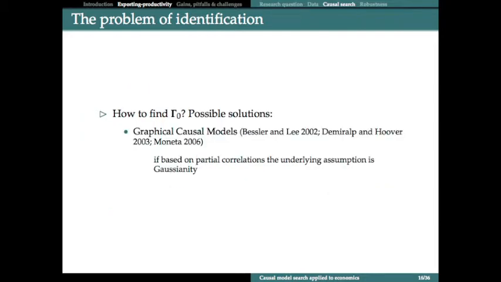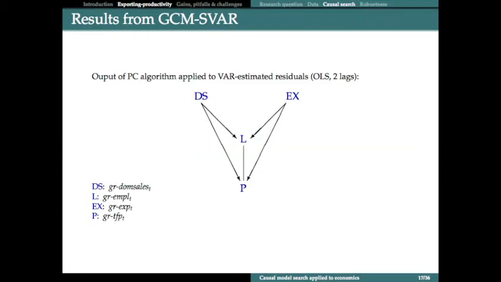How to find gamma naught? Graphical causal models, and indeed David Bessler, Kevin Hoover, and also myself gave contributions to identify this matrix on the basis of the partial correlations of the estimated residuals. Graphical causal models don't say that you have to use partial correlation; you use a conditional independence test. But if you use partial correlations, the underlying assumption is Gaussianity.